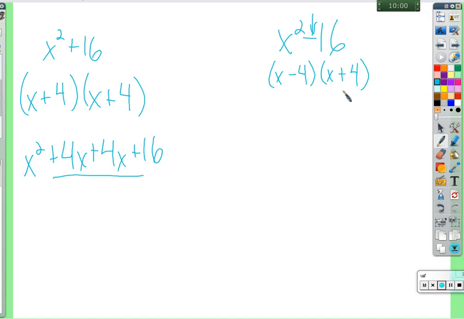Can somebody give me another example that's going to factor nicely? Something other than x squared? Give me a number in front of x squared. 4x squared minus 36. Okay. Nathan, can you factor this for me using the squares pattern?